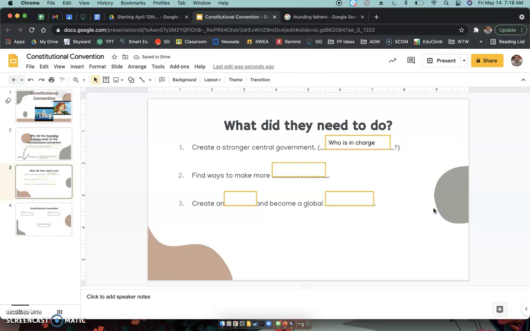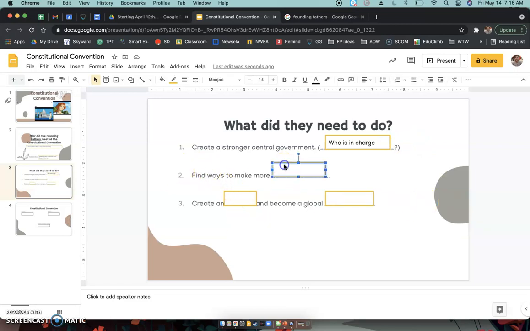We talked about how in the Articles of Confederation there was no money for the government. There was no army. It was hard to decide who was in charge of things. So that was really the first question that they needed to ask. Who is in charge? Right?